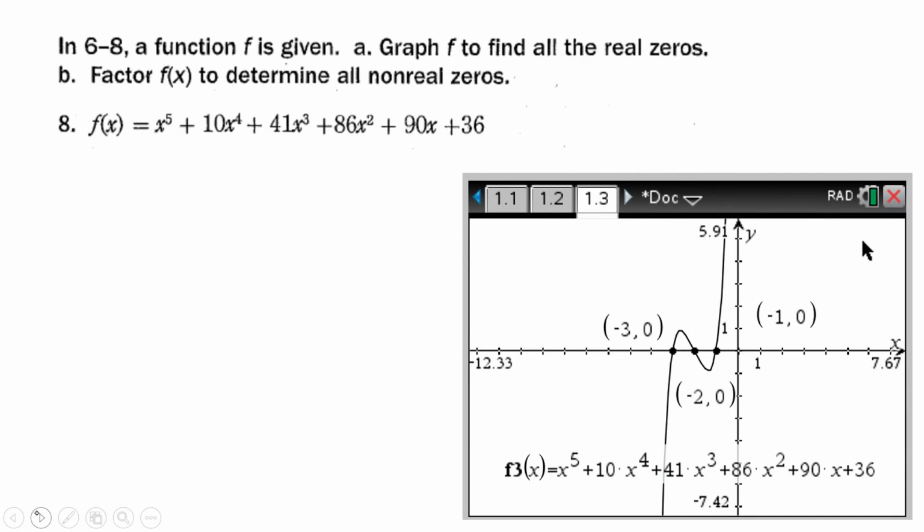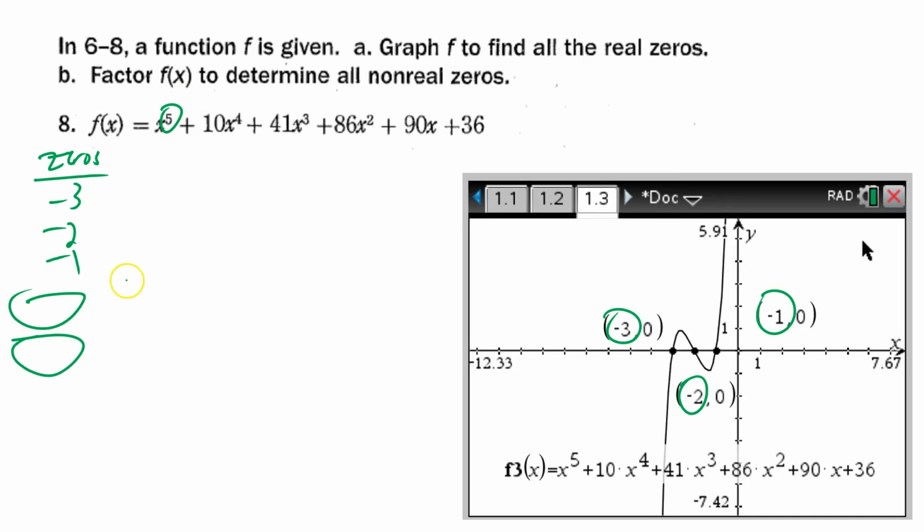One more. So once again, we have a function here. We're going to graph it. I've got the graph right here. So if we look at our graph here, it looks like our zeros are negative 3, negative 2, and negative 1. So I'll start a zeros list. Zeros: negative 3, negative 2, and negative 1. But the fundamental theorem of algebra says since it's a degree 5 polynomial, there have to be 5 zeros. So we must be missing 2 complex zeros.